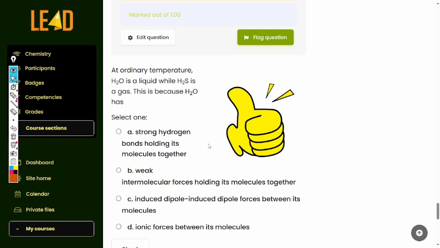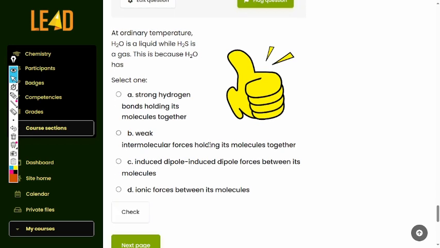That's why gaseous molecules are able to move around, while in a liquid there's still fluidity and movement, but it's restricted compared to a gaseous substance. So the bond in water is stronger than the bond in hydrogen sulfide. Which of these options would describe that? Strong hydrogen bonds holding its molecules together. I think we found our answer. The hydrogen bond in water is relatively strong compared to the intermolecular force in hydrogen sulfide. So the answer here is A.